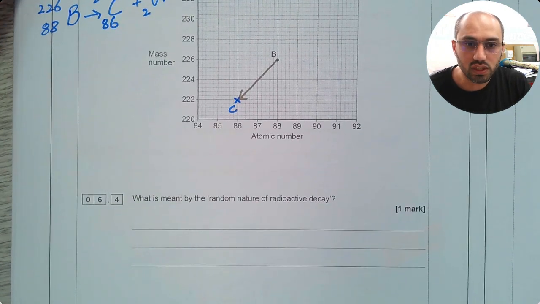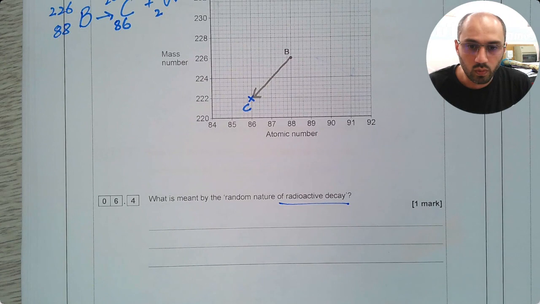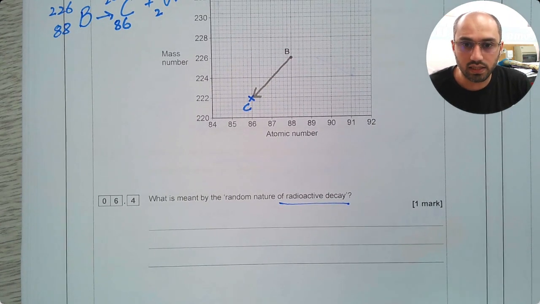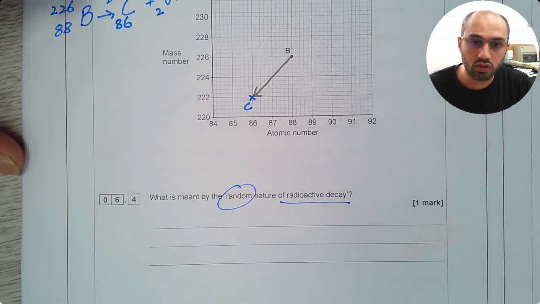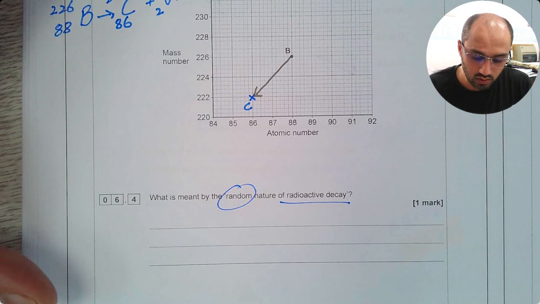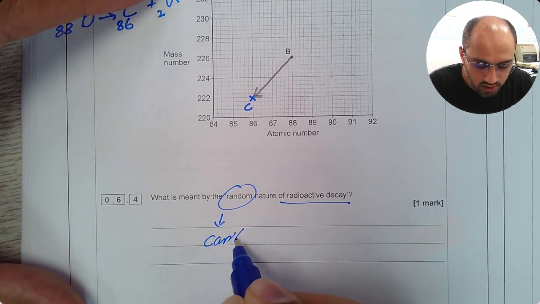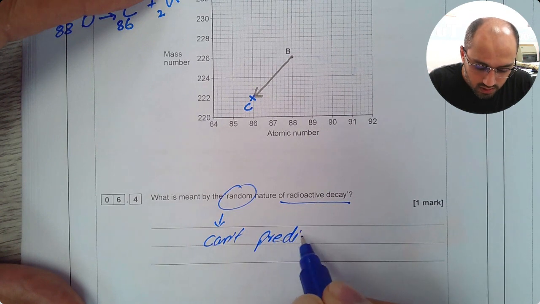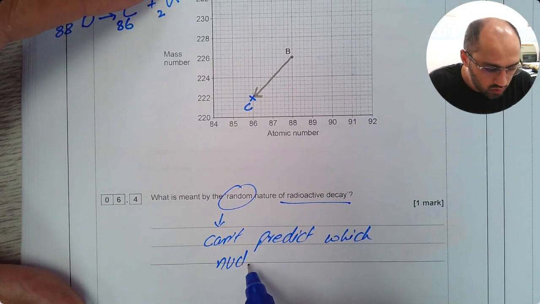Next part says what is meant by the random nature of radioactive decay. When radioactive decay takes place, unstable nuclei will change into stable nuclei. Random means we can't predict which nucleus will decay or change into a stable nucleus.